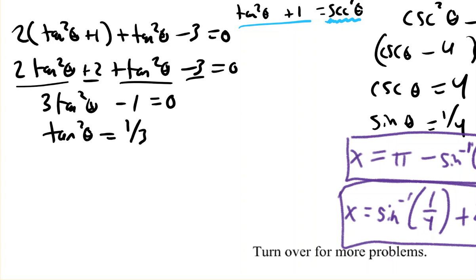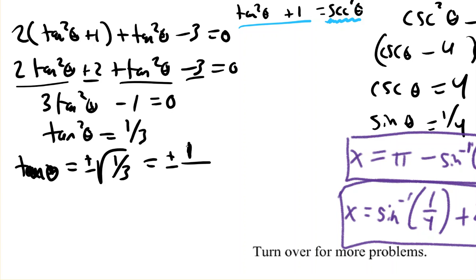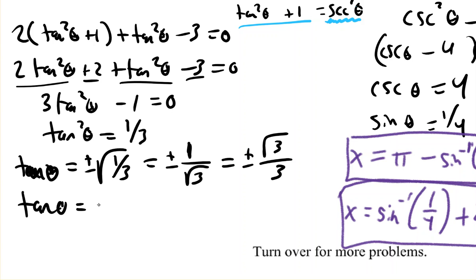Looks like we need to take the square root of both sides. Square root of tangent squared would be tangent. Took the square root of both sides, so I need a plus or minus. Got to deal with this because I got to make it look recognizable. So the square root of 1 is 1, square root of 3 is square root of 3. And I would rationalize it so that it looks familiar to me. But I'm finally ready for the unit circle, where tangent is plus or minus the square root of 3 over 3.